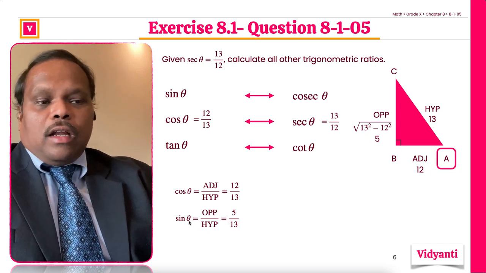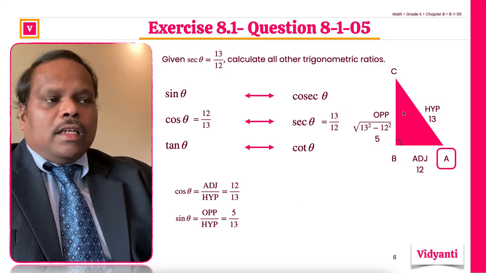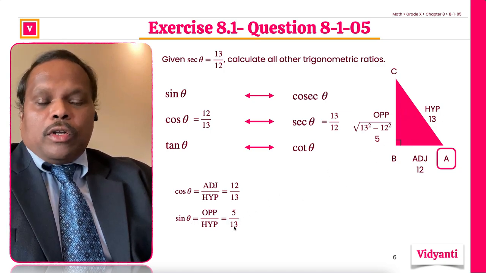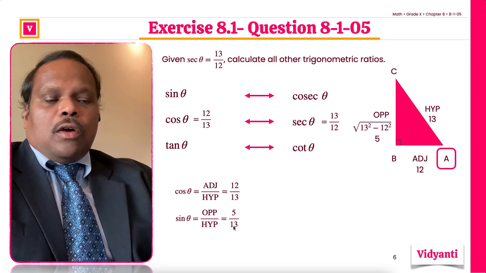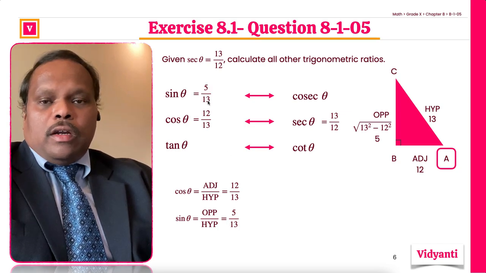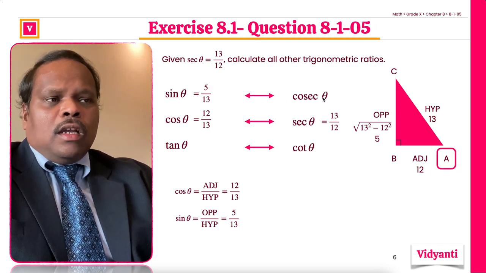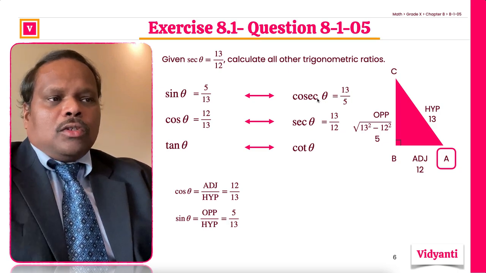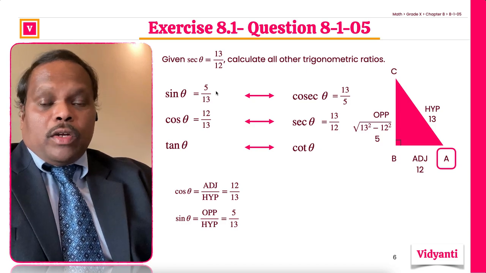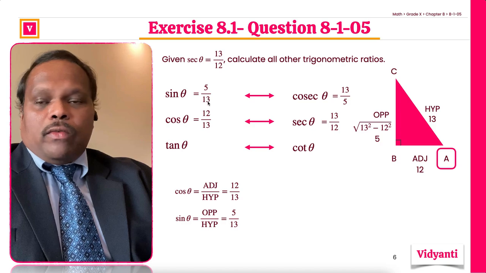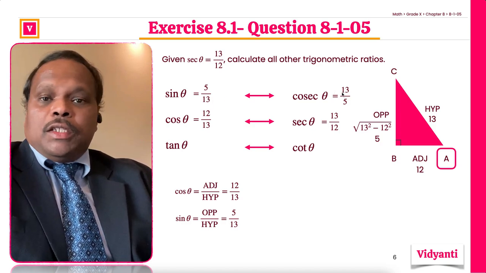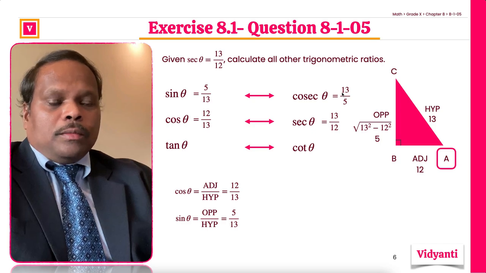I can now calculate sine theta. Sine is opposite over hypotenuse. Opposite came out to be 5, hypotenuse is 13. So sine theta is 5 over 13. Once I get this information, I can easily switch to cosec theta, which is nothing but the reciprocal. So cosec theta is simply the flipped version of this sine theta ratio. 1 divided by 5 by 13, I will write as 13 over 5, simply by exchanging numerator with denominator.